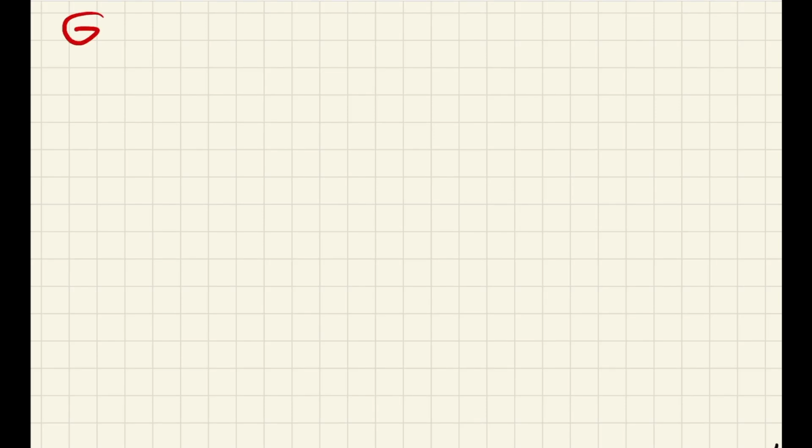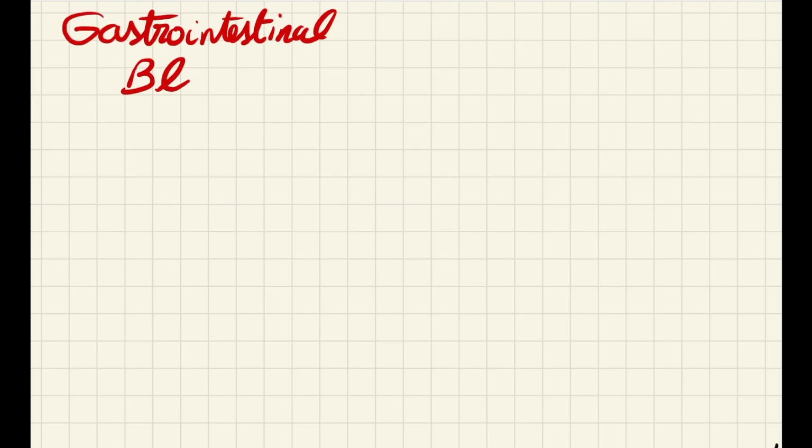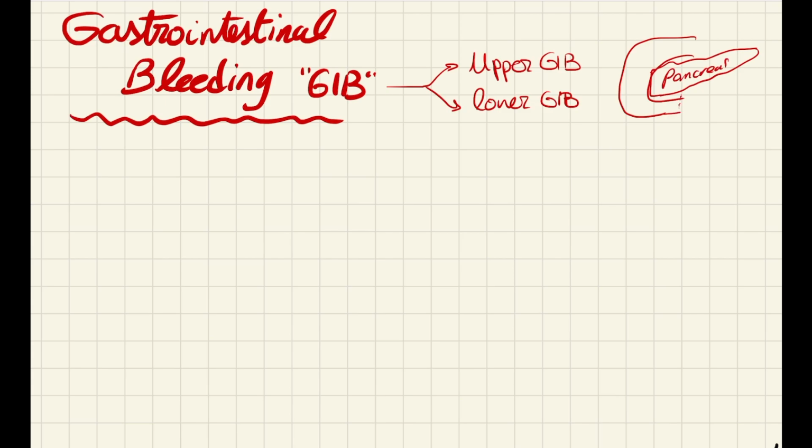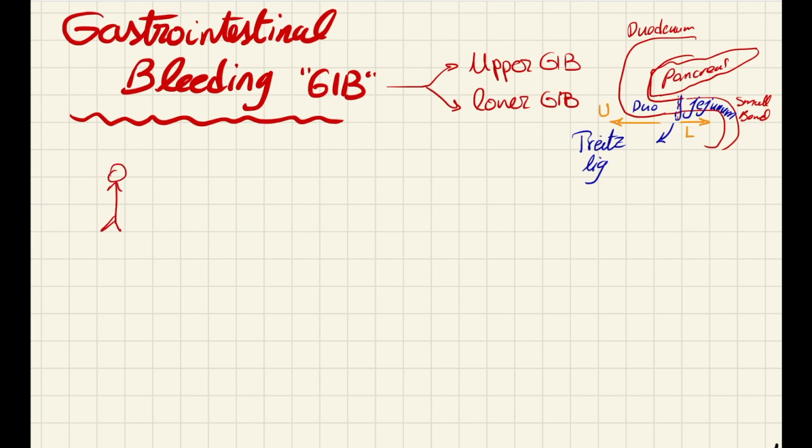Welcome back, guys. In this video we are going to review gastrointestinal bleeding, also known as GI bleed. We can separate gastrointestinal bleeding into two main locations, the upper gastrointestinal bleed and the lower gastrointestinal bleed. All this is related to the ligament of Treitz, which separates the duodenum from the jejunum. If the bleeding is proximal to it, it's an upper gastrointestinal bleed. If it's distal to it, then it's a lower gastrointestinal bleed.